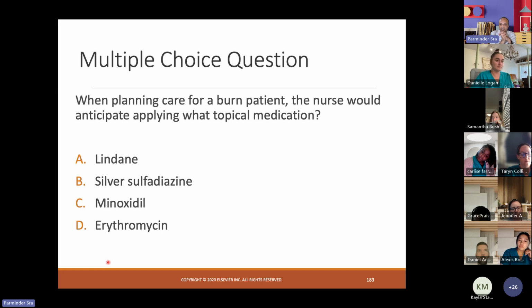Okay, nice. Yes, B is the correct choice. So burn patients, 2nd and 3rd degree burns, silver sulfadiazine, Silvadene.